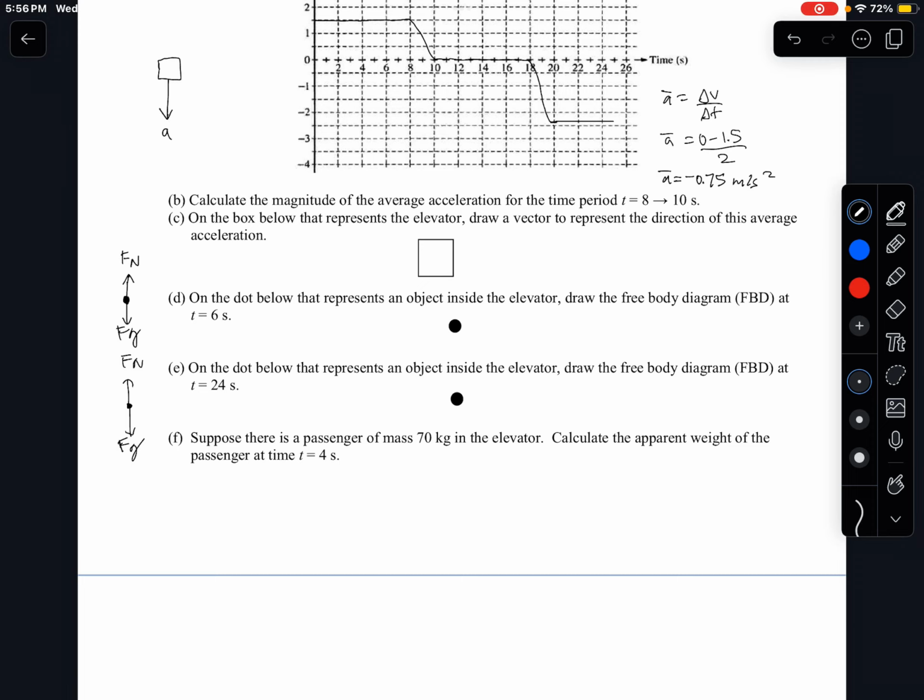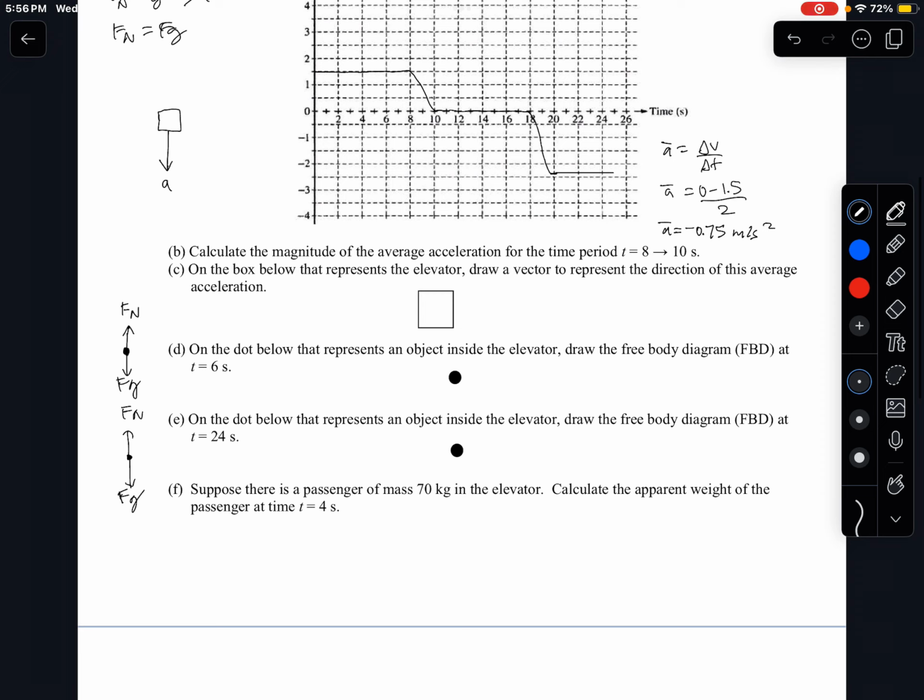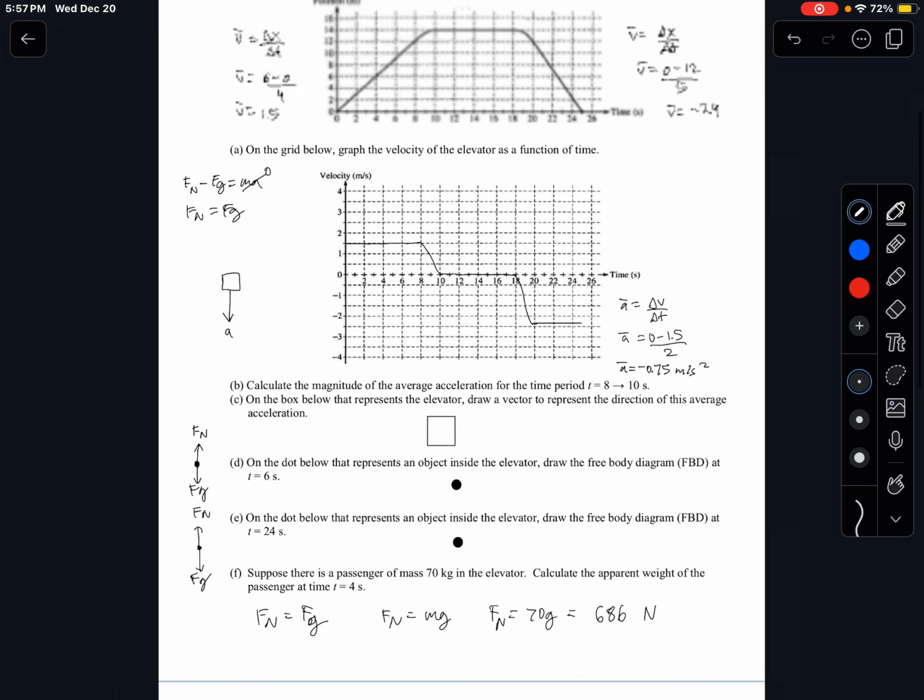And then F is going to use the same principle from D and E. Since it's at 4 seconds, there is no acceleration, so Fn is still going to equal Fg. So then Fn is going to equal mg. Fn equals 70g, which is going to equal 686.